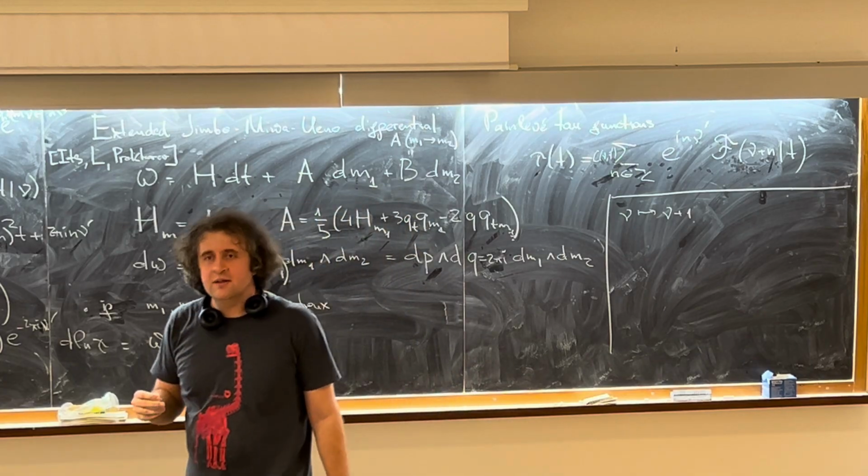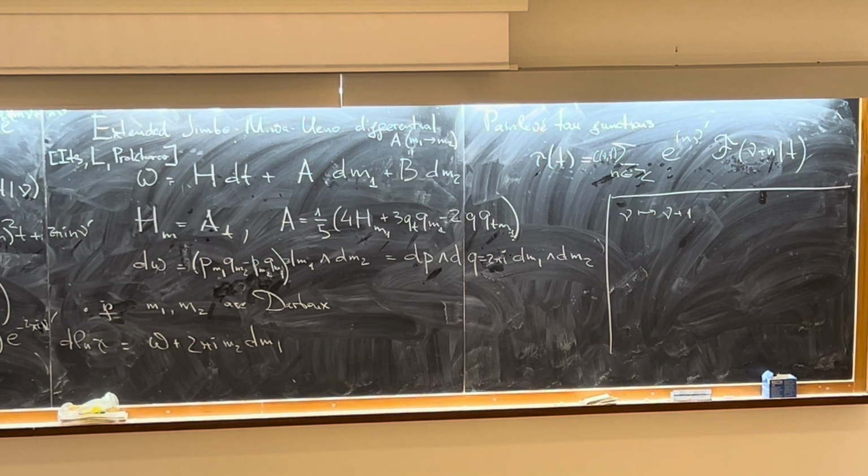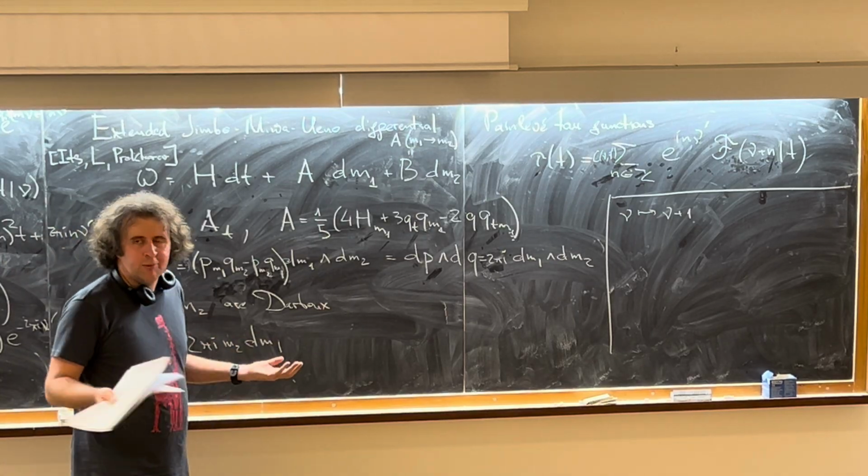Does it mean that this bracket between P and Q looks like a Wronskian? Does it mean that it is constant, equal to 2 times pi i? No, why? I mean, why would it be?